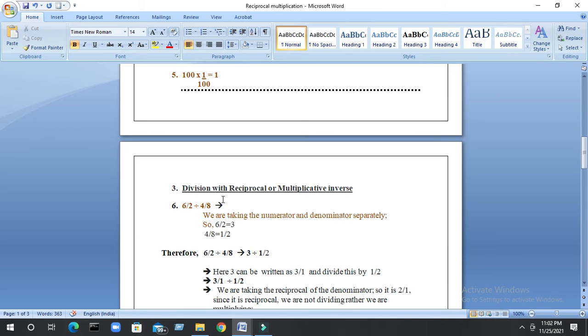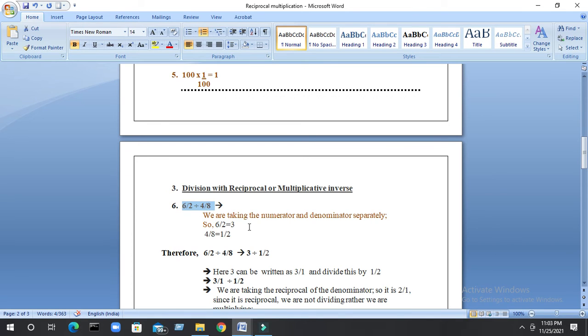Let me take you to the third method, division with reciprocal or multiplicative inverse. This is the most commonly used method in all our divisions, and it is a must for every student. And very unfortunately, this is where every student gets confused. Let me take you here. The question I have here is 6 by 2 divided by 4 by 8.